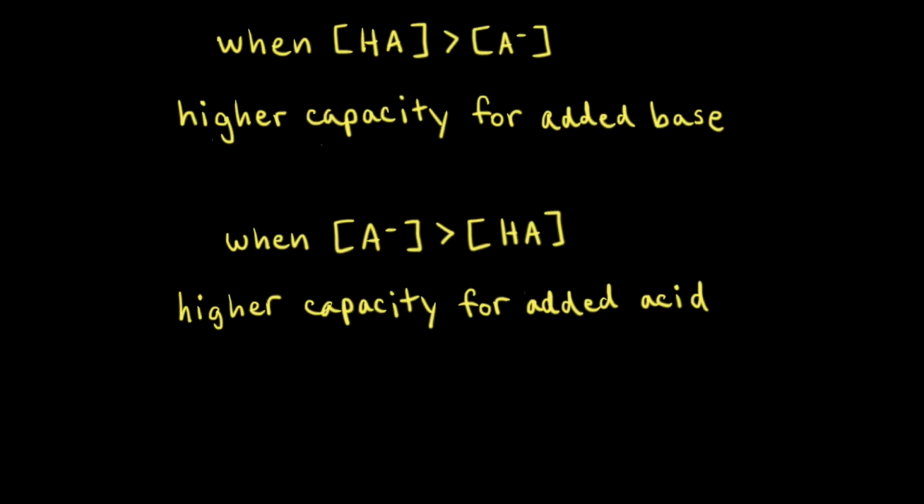Buffer solutions don't have to start with an equal concentration of weak acid and conjugate base. For example, when the concentration of weak acid is greater than the concentration of conjugate base, the buffer has a higher capacity for added base than added acid. And when the concentration of conjugate base is greater than the concentration of weak acid, the buffer has a higher capacity for added acid than added base.